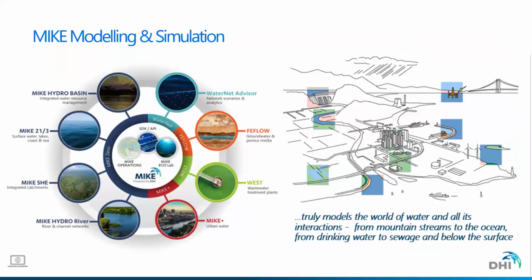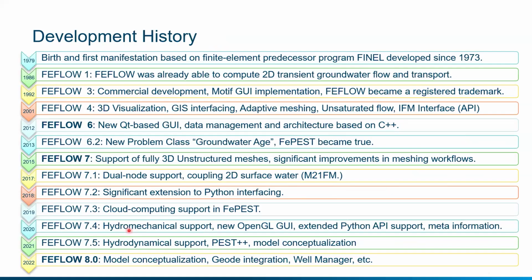So FEFLOW is part of the DHI family of different products, what we call the MIKE family. FEFLOW already comes together with a number of products for surface water modeling in 2D or in 3D, MIKE SHE for catchment hydrology or integrated catchment hydrology. DHI also has products for urban water modeling, MIKE+, river modeling, and so on. FEFLOW is not a new software. It already existed back in the 70s, and DHI keeps developing this software on a yearly basis.